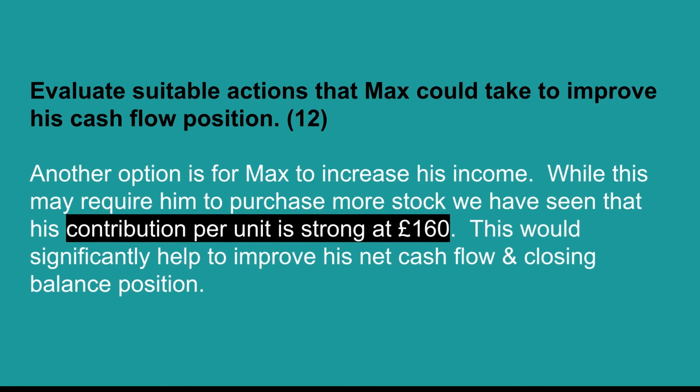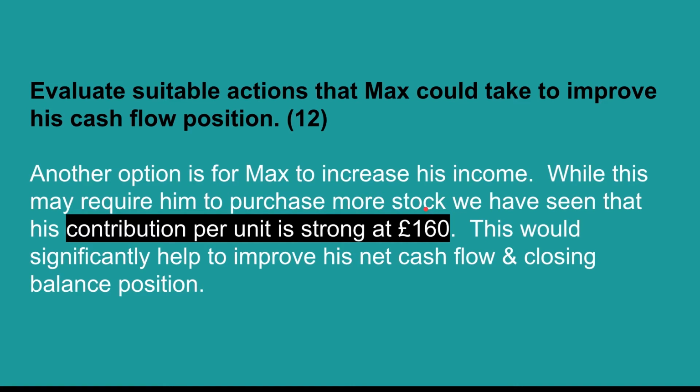So you've got to be realistic in what you're actually suggesting here as well. And then our third option, which is to try and increase his income, okay? So while this may require him to purchase more stock, we've seen that his contribution per unit is strong at £160. So that's interesting, because what I've actually referred to there is an answer from a previous question. So I've got application that has come via a previous question in the actual exam paper here. So it's absolutely fine to do that.